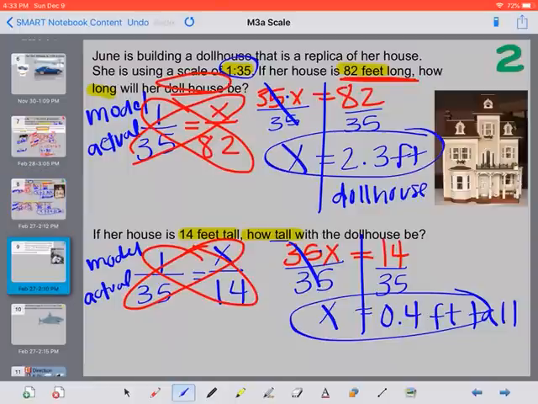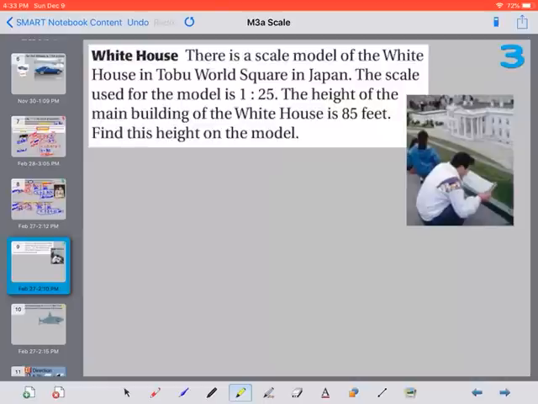Here is the White House. There is a scale model of the White House in Tobu World Square in Japan. So that information is just background information for us. It doesn't tell us the scale, it just tells us that we're going to use the scale model of a White House. So the scale used in the model is 1 to 25. The height of the main building of the White House is 85 feet. Find the height on the model.